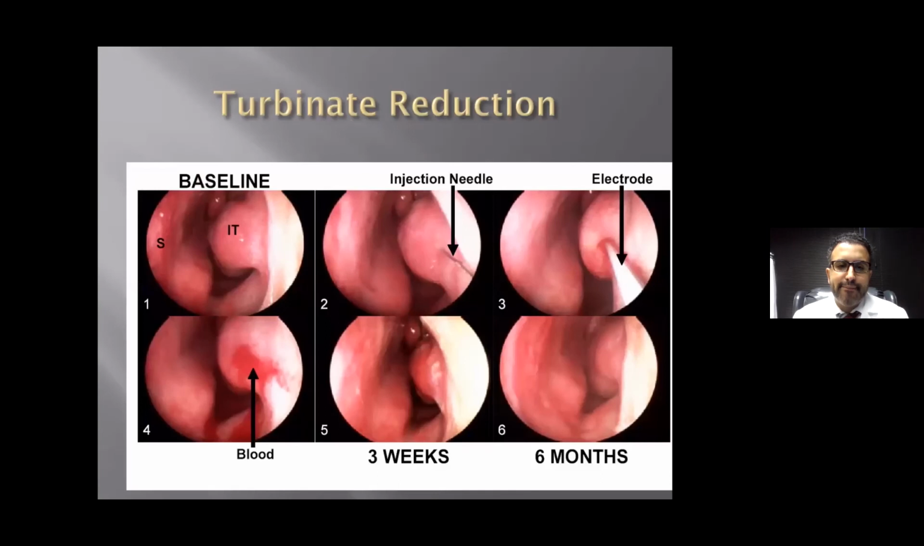Next slide. So turbinate reduction, here's an example of a turbinate reduction procedure. On the left, you see at baseline, a pretty enlarged turbinate. That's labeled IT, S is the septum. And there's a device, an electrode, and there are many different ways to do this, but essentially it shrinks the tissue and then it creates more space for the patients to breathe.